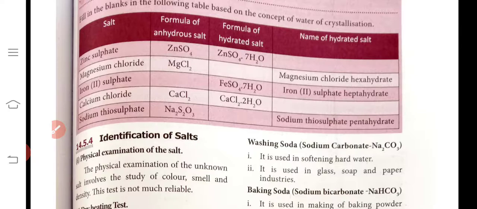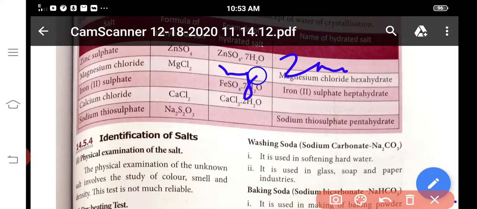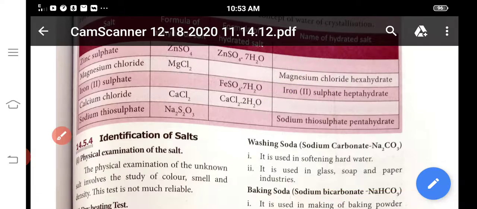Here write MgCl2, here write the name zinc sulfate heptahydrate. Okay, here write the name MgCl2, hexa means 6, so 6H2O. Okay, you do this tabular column, fill the tabular column correctly.